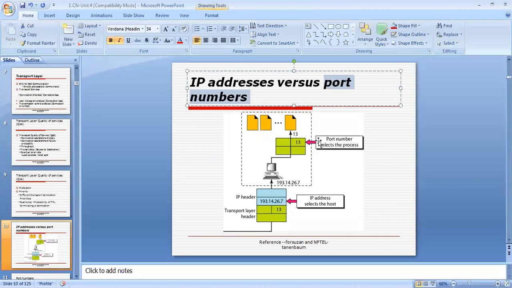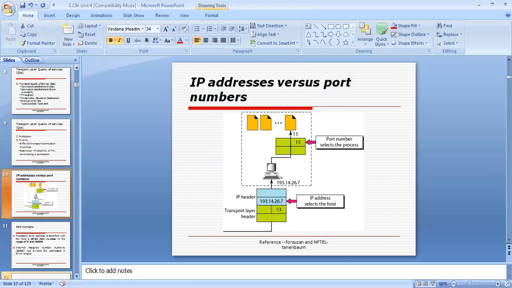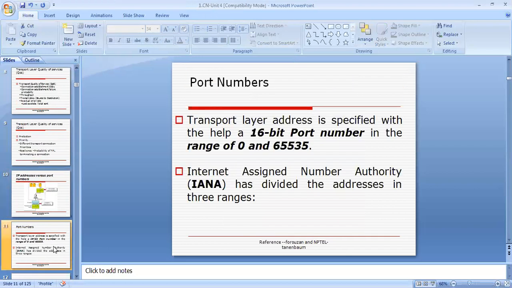Now for process to process communication, we define port addressing. Here we have used the number 13. This is nothing but a port number. From the network communication aspect, whenever we use a port number, it basically represents a memory buffer available at the source end and at the destination end.